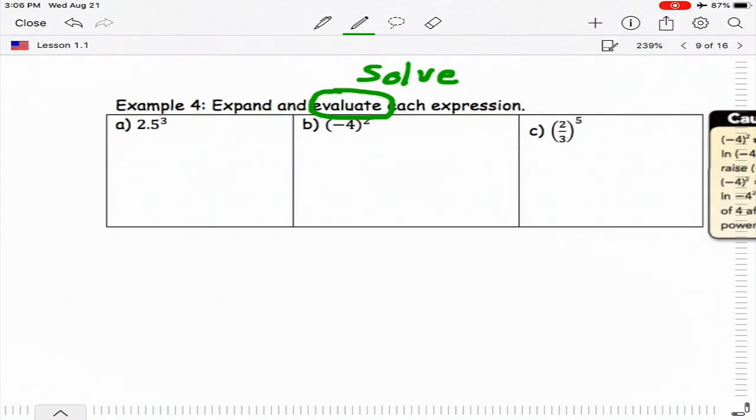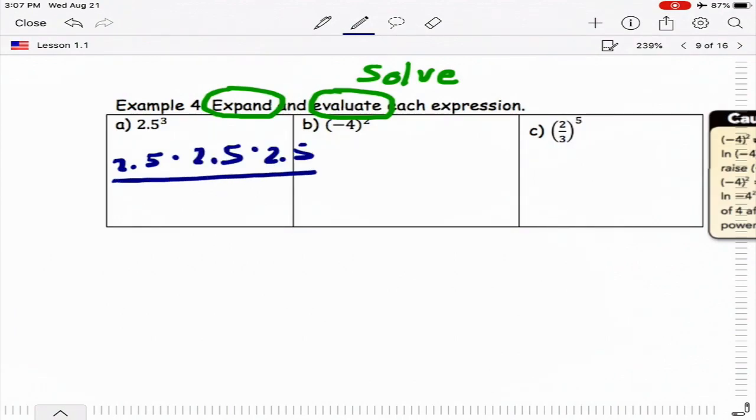They also tell you to expand, and I'll go over that again, but know here that you're going to expand first, and then you're going to solve. You have a calculator, so it won't be too hard. The letter A, 2.5 to the 3rd power, means 2.5 3 times. And then with a calculator, we're going to solve that. So you're going to plug in 2.5 times 2.5 times 2.5.